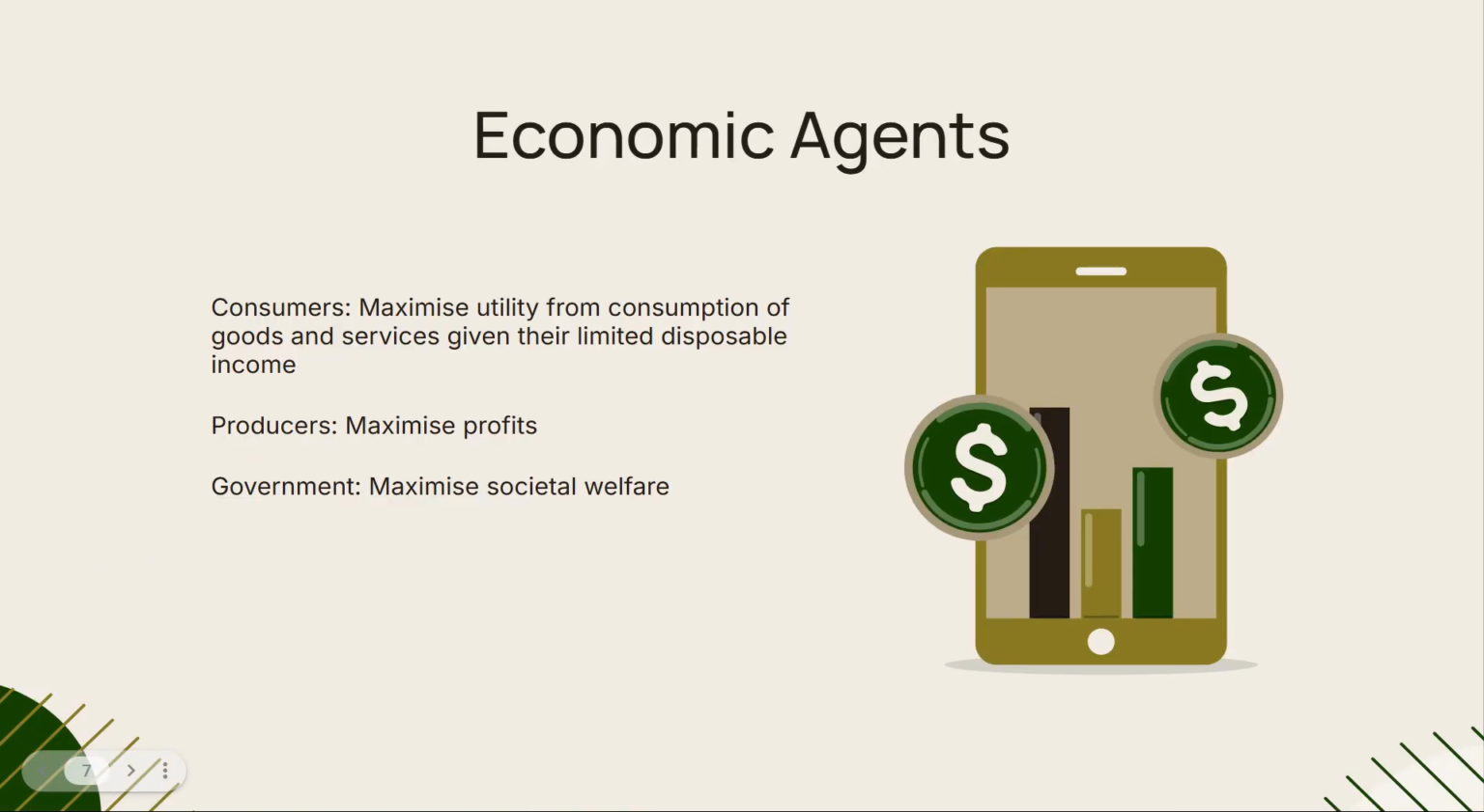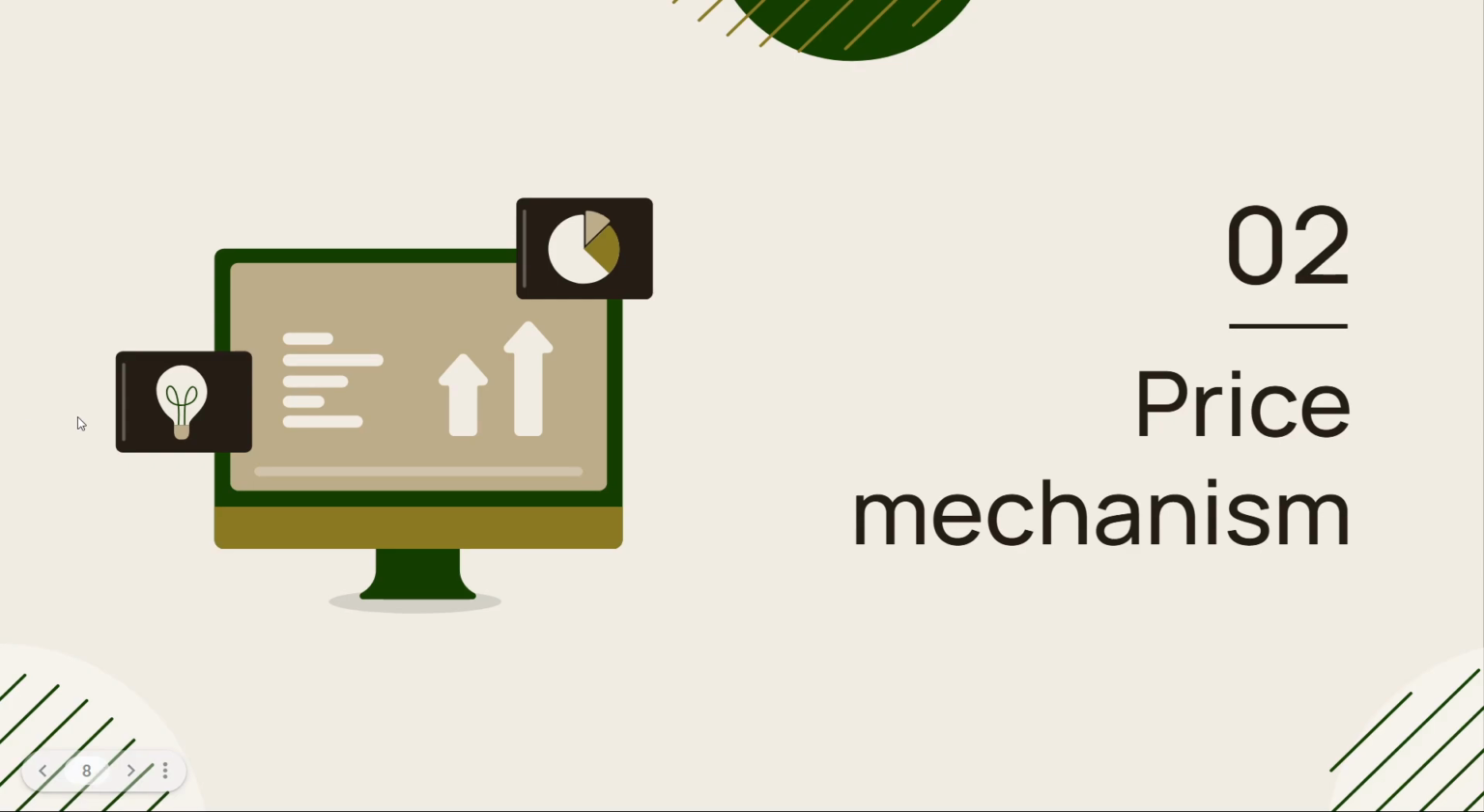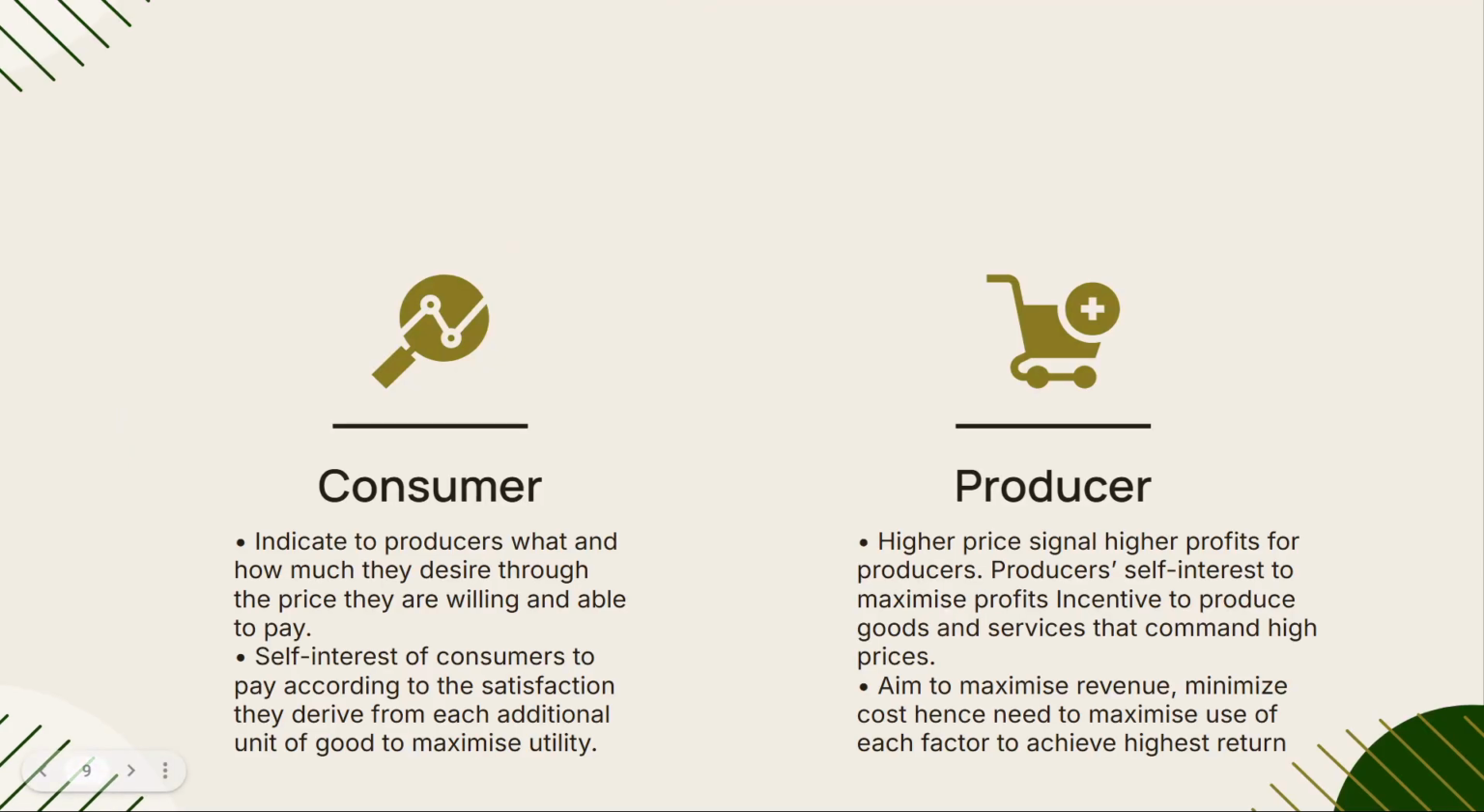So in H2 econs, we look at three main economic agents: consumers, who maximize utility from consumption of goods and services, given their limited disposable income, and producers who maximize profits, and lastly, the government, who maximize societal welfare. Looking at the price mechanism between the consumer and producer. So this mechanism means that decisions taken by consumers and businesses interact to determine allocation of scarce resources between competing use. And this price mechanism serves to signal and ration.